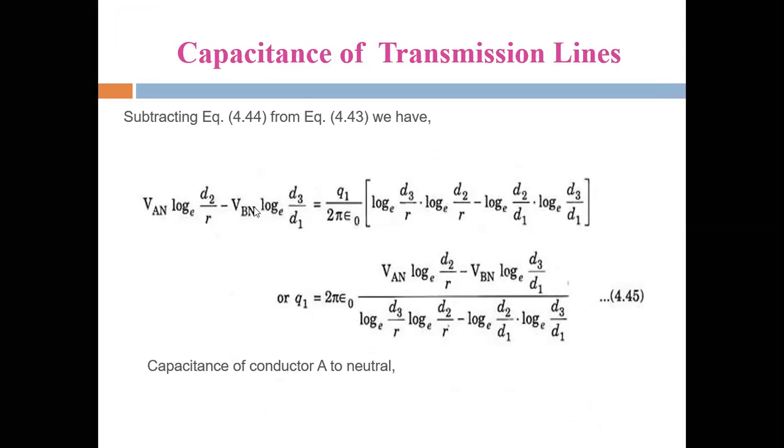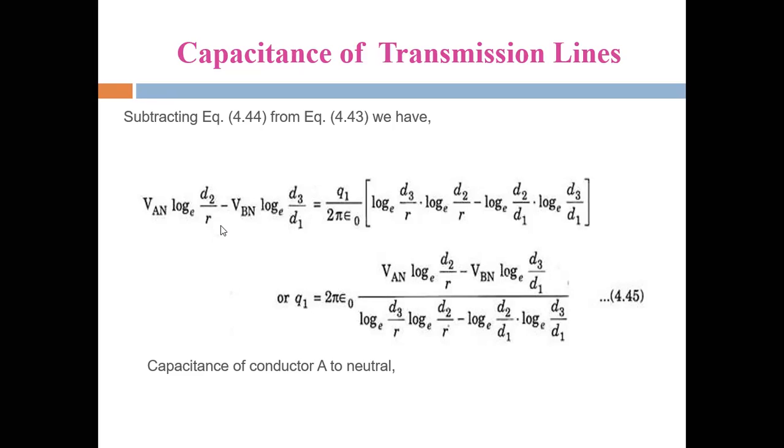Then subtract VAN minus VBN or VBN minus VCN. If we subtract one equation from another, then we can easily write down Q1, Q2 or Q3. First we subtract VAN minus VBN, then we obtain Q1. Next, subtract VBN minus VCN, then we obtain Q2. Then subtract VCN minus VAN, then we obtain Q3.